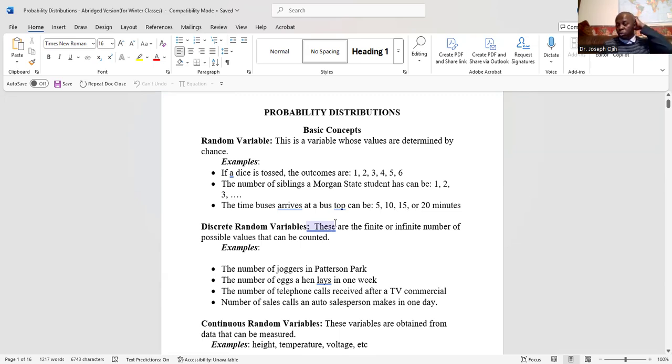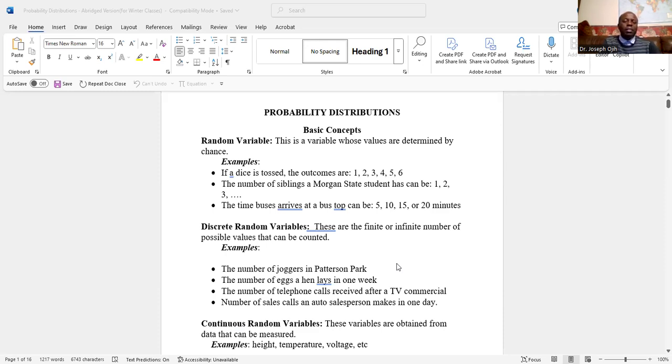The number of siblings that a Morgan State University student can have, we have no control over. The number of siblings your classmates have, you have no control over that. They can have any number of siblings that we don't control because we don't know them. You'll just meet them in the school, and on your own side, it's a random variable. You don't know how many siblings whoever you meet will have. So on and so forth.